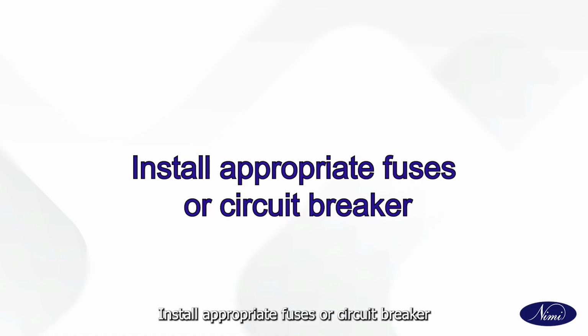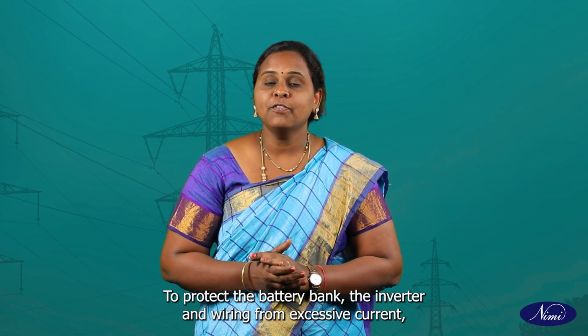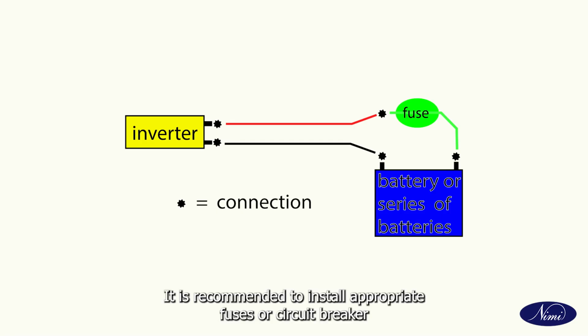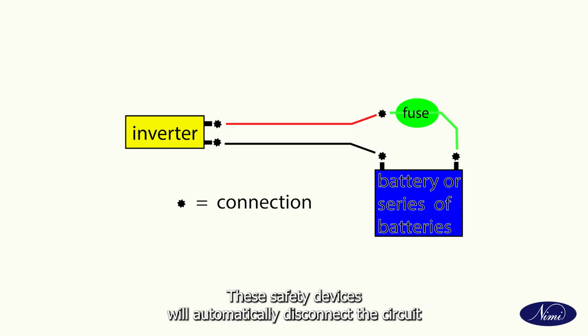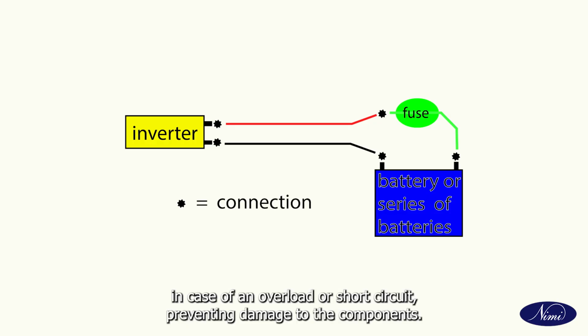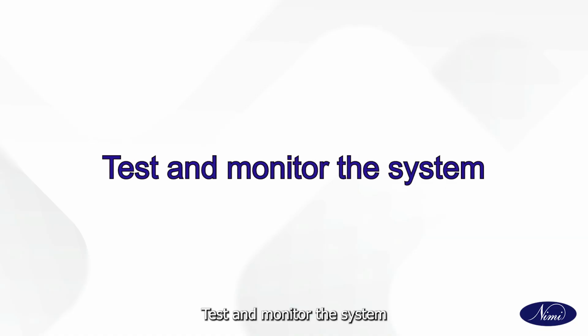Install appropriate fuses or circuit breakers. To protect the battery bank, the inverter and wiring from excessive current, it is recommended to install appropriate fuses or circuit breakers in the connection between the battery bank and the inverter. These safety devices will automatically disconnect the circuit in case of an overload or short circuit, preventing damage to the components.